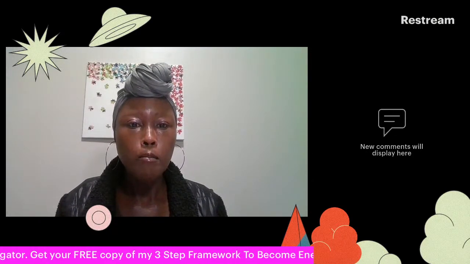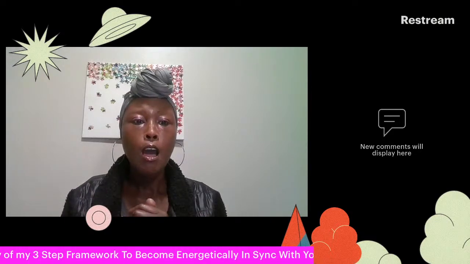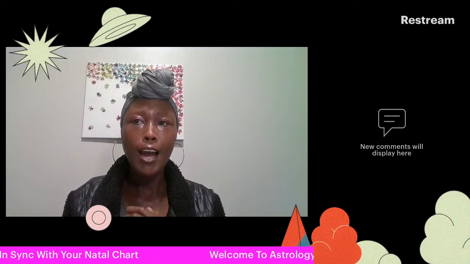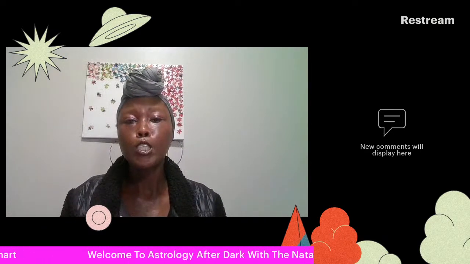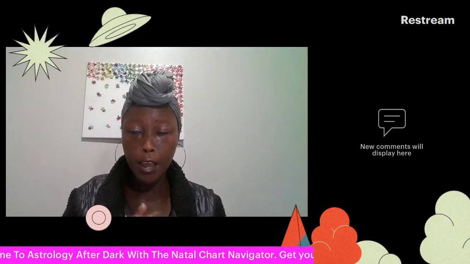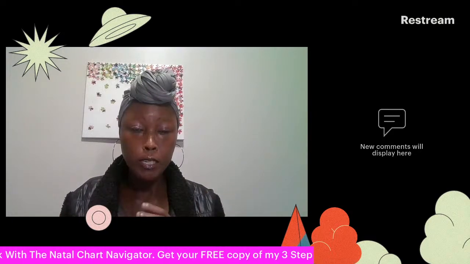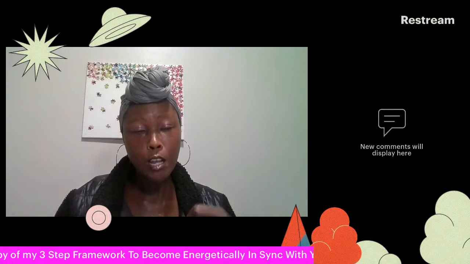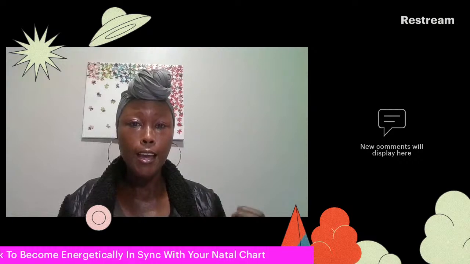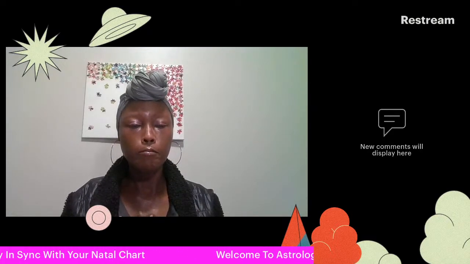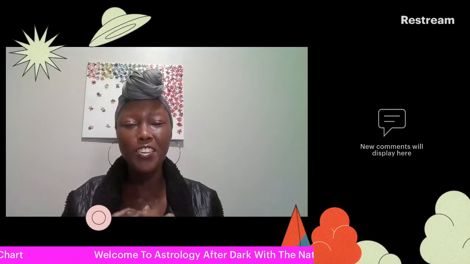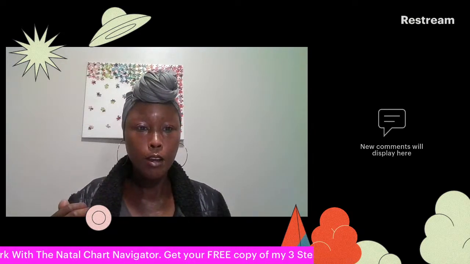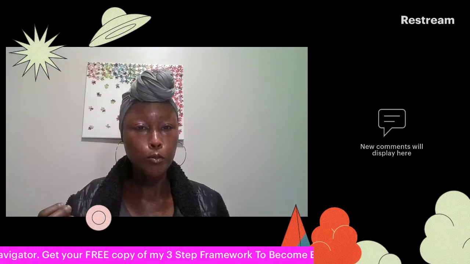Okay. For me personally, of all the aspects, I think that the square is the most challenging. For somebody else, it may be something different. I don't have many oppositions in my chart, but the squares that I have are pretty intense. They're pretty intense. And so for me, squares are pretty rough.